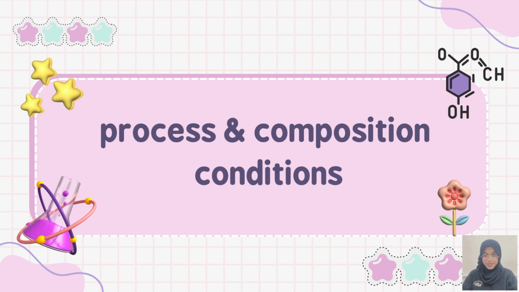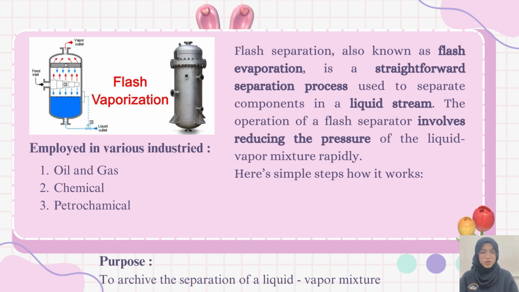Hi, my name is Ethane and I'm going to talk about process and composition condition. Process: we use flash separation, also known as flash evaporation. It is a straightforward separation process used to separate components in a liquid stream. The operation of the flash separation involves reducing the pressure of the liquid-vapor mixture rapidly. Flash vaporization is used in industries such as oil and gas, chemical, and petrochemical.